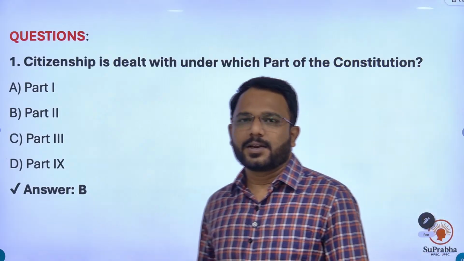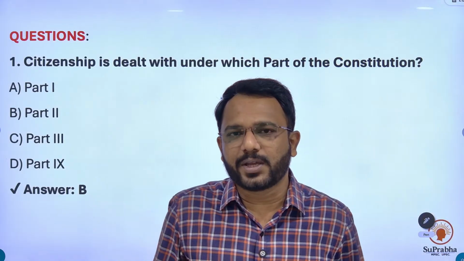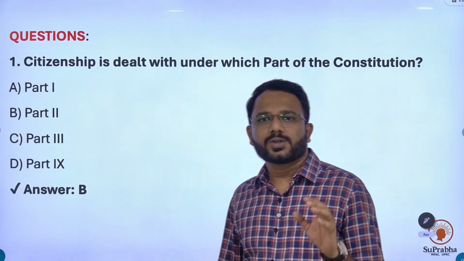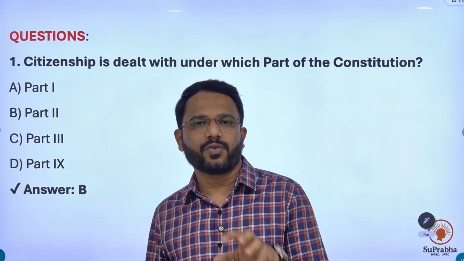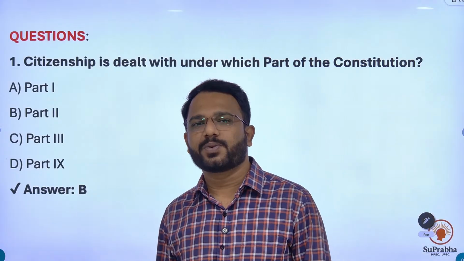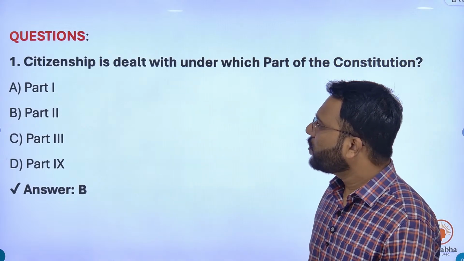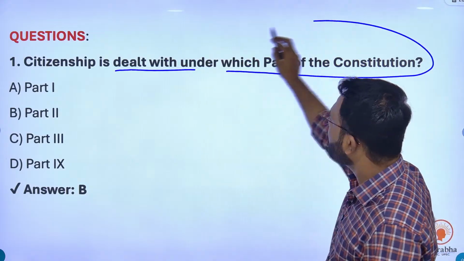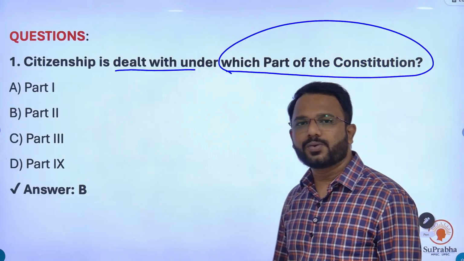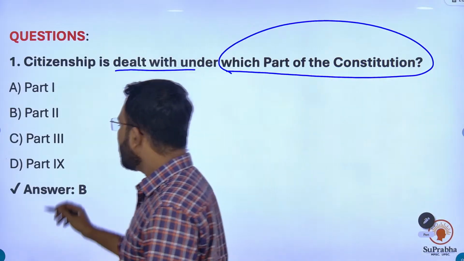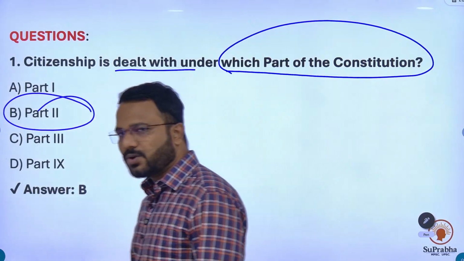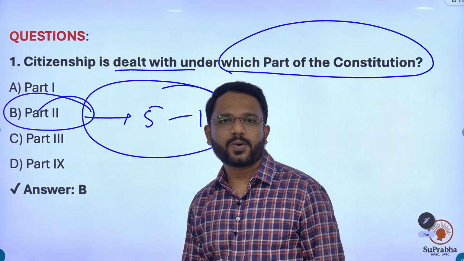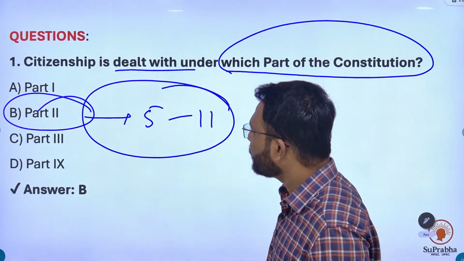Now our last section is related to PYQs. Why am I taking these PYQs? So that you can have an idea of what type of questions are asked from this chapter. Our first question is, citizenship is dealt with under which part of our constitution? I have told you in the very first slide that Part 2 of our constitution, having articles 5 to 11, is citizenship of India. Okay, the chapter is mentioned here.